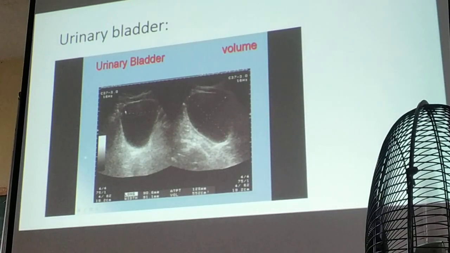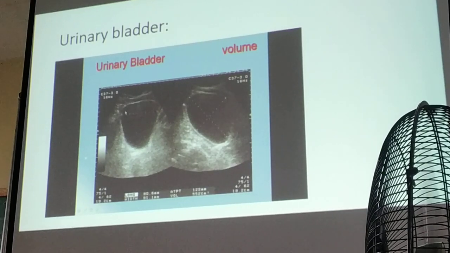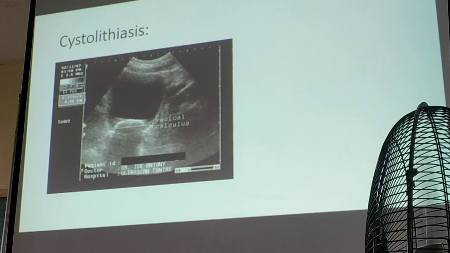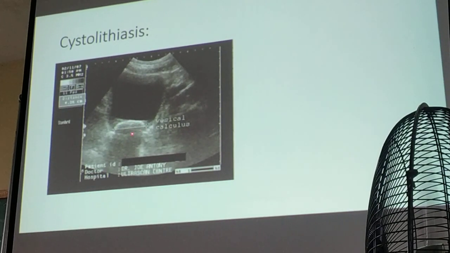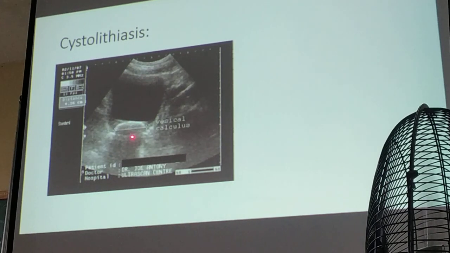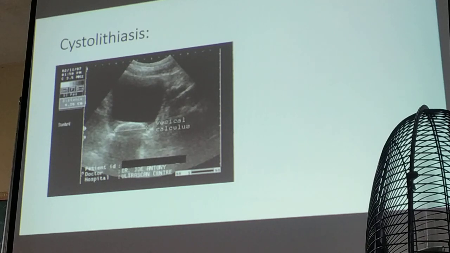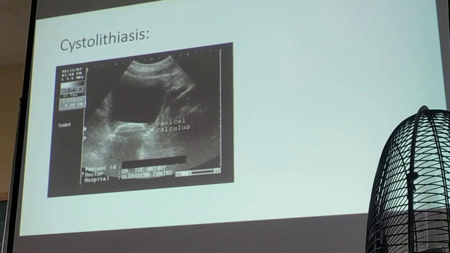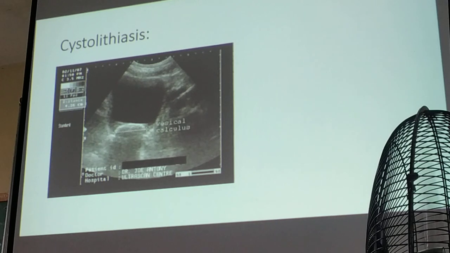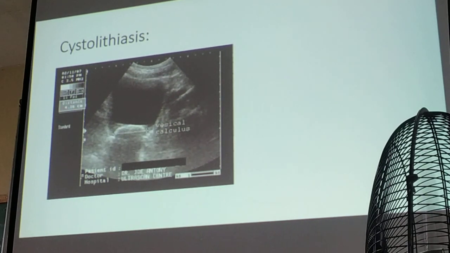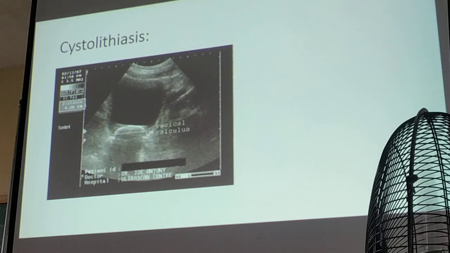So this is your urinary bladder. There you are, again, stone coming from the urinary bladder. There is posterior shadowing. Okay? So, you can write urinary bladder stone. Okay?